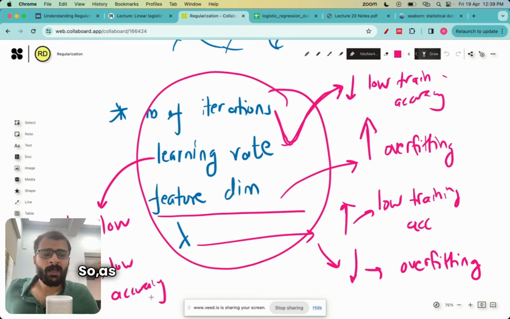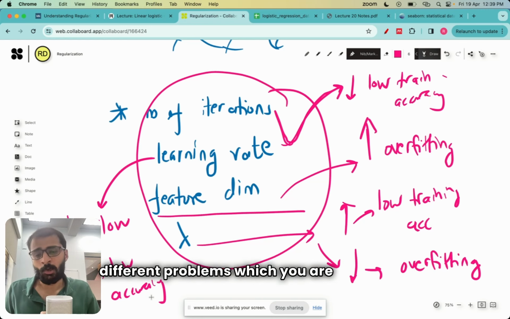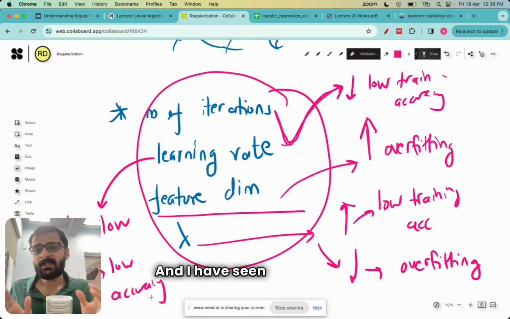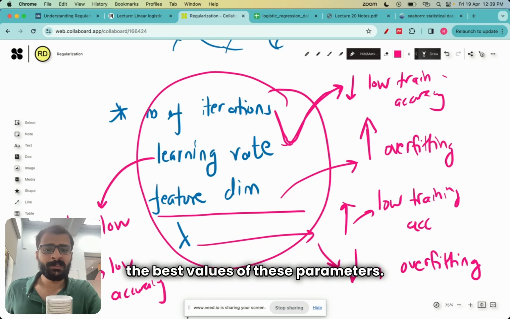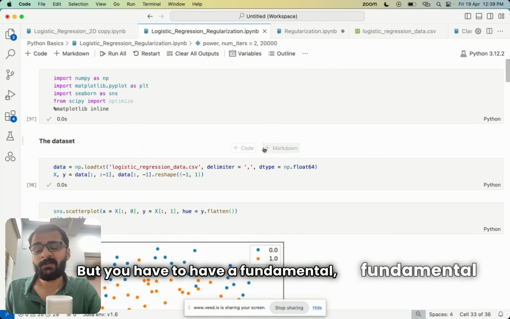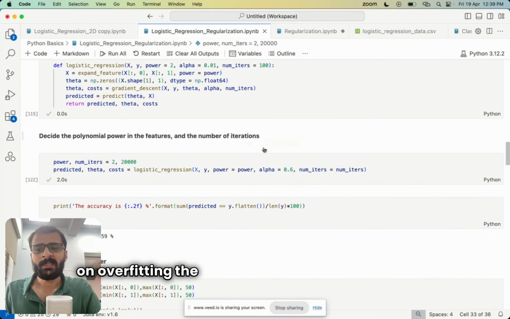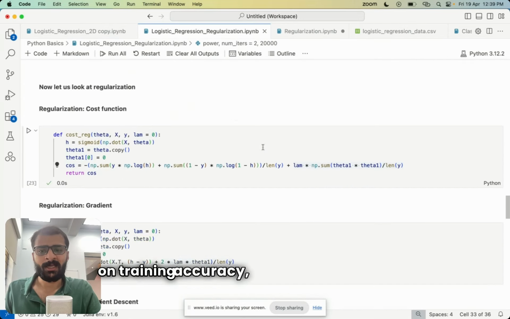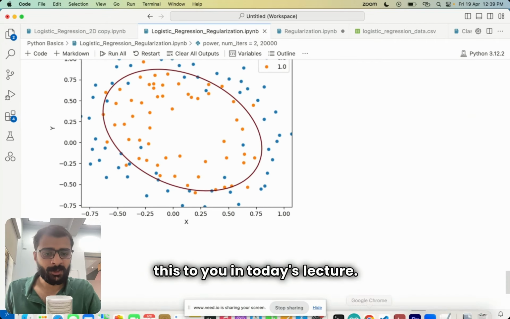So as a machine learning engineer, one of the key skills which you will need to develop is how to select the correct value of these hyperparameters for the different problems which you are looking at. And I have seen that the best ML engineers really have developed an intuition of the best values of these parameters. But you have to have a fundamental understanding of the effect of these hyperparameters on overfitting, training accuracy, training loss, etc. And I hope I have conveyed this to you in today's lecture.